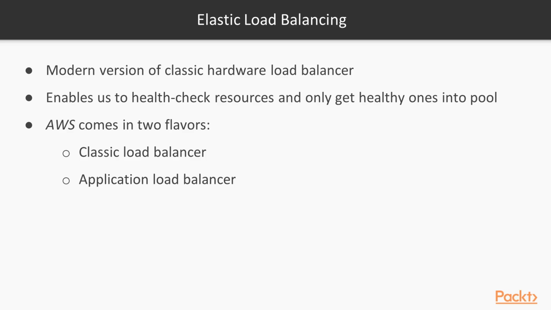AWS also provides a very powerful element, elastic load balancing. An ELB is a modern version of the classic hardware load balancer. It enables us to health check resources and only get the healthy ones into the pool. Also, it comes in 2 flavors. The first one is Classic Load Balancer, and the other one is Application Load Balancer.